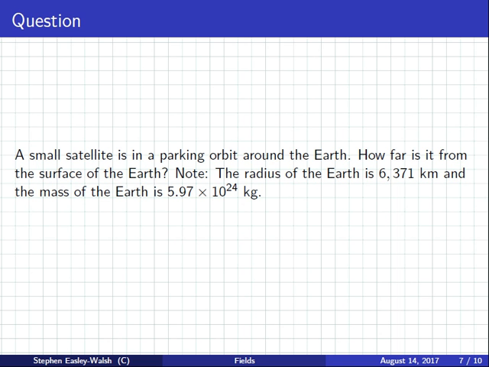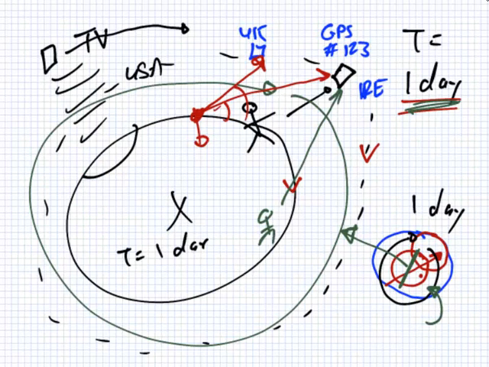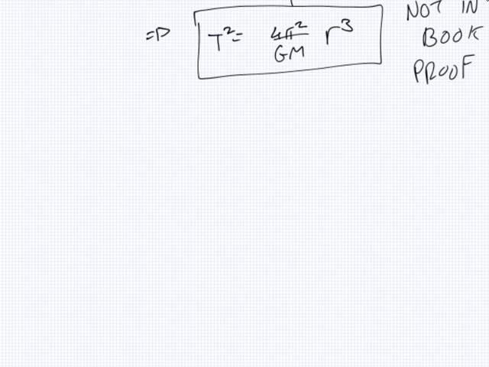This is an example, KJ, you were asking me about how to match it. So in this question, you have a small satellite in a parking orbit around the Earth. How far is it from the surface of the Earth? The surface of the Earth, not the centre of the Earth, okay? So let's calculate this together. You just need to use this formula.